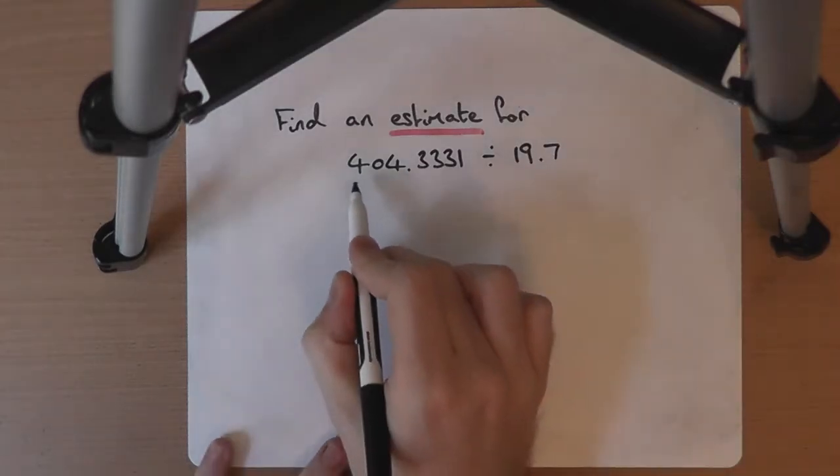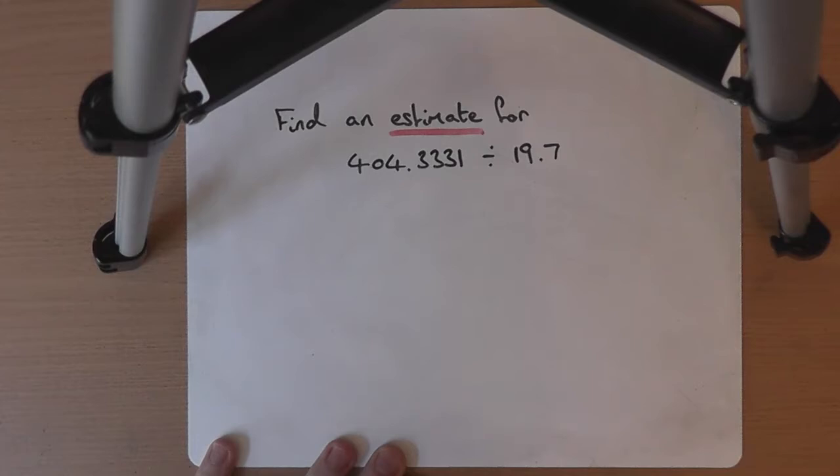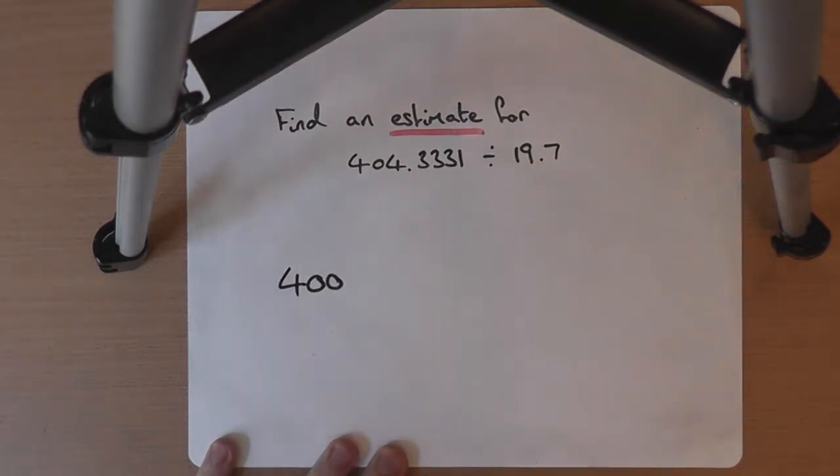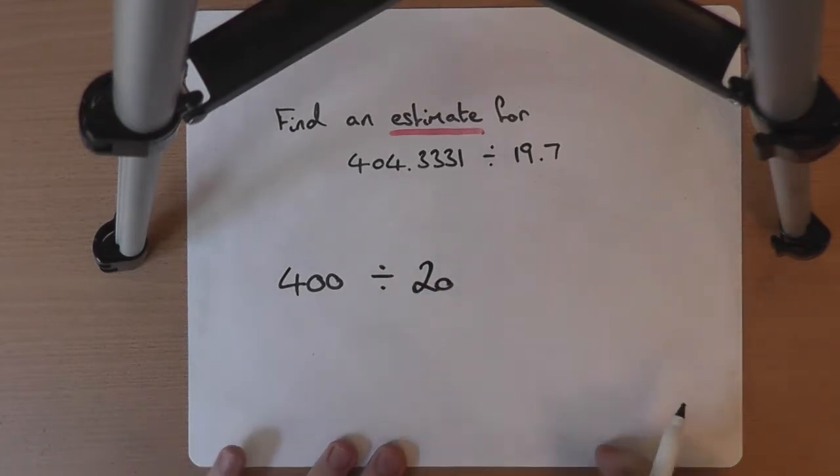So what we're going to do is take this number first, the 404.3331, and say that it's roughly 400. That seems okay. 400, hundreds numbers, nice rounded numbers, easy to work with. We're going to keep the divide because the question isn't going to change. 19.7, well, let's call that 20, because it is pretty much close to 20.